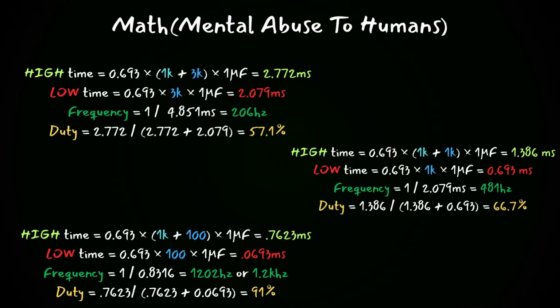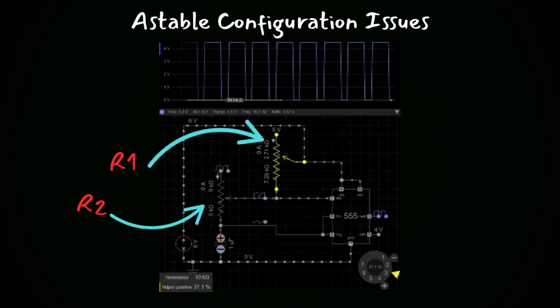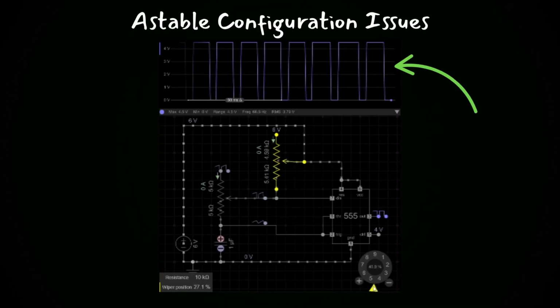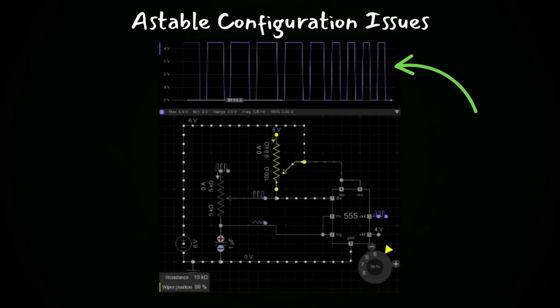Seeing these math equations, you can see their correlation to each other. The higher the resistance on R2, the lower the duty cycle and the frequency. And the lower the resistance on R2, the higher the frequency and the higher the duty cycle. In this circuit, you will never be able to control frequency or the duty cycle alone. Also, you won't get below 50% duty cycle. That's due to the way the circuit's arranged.